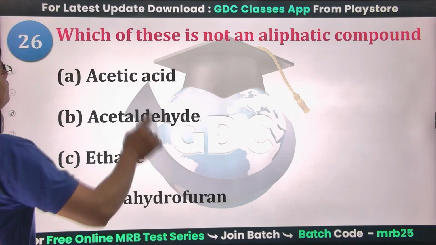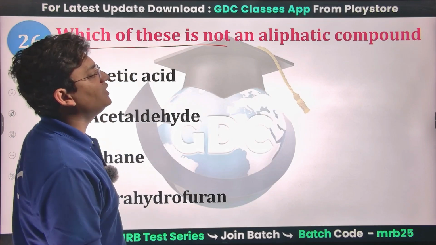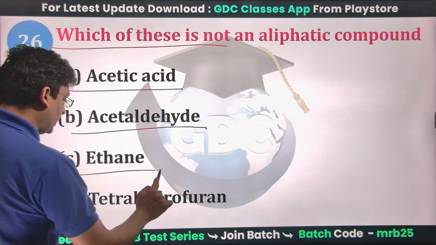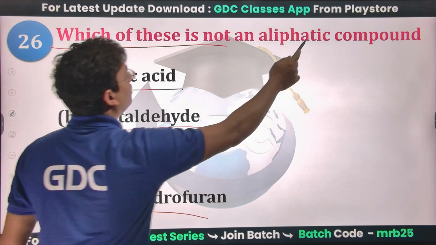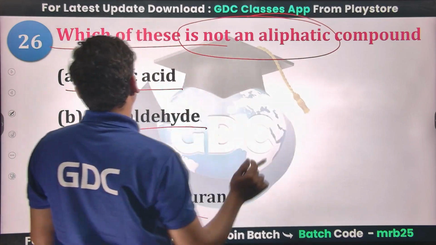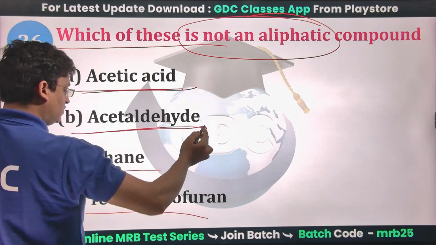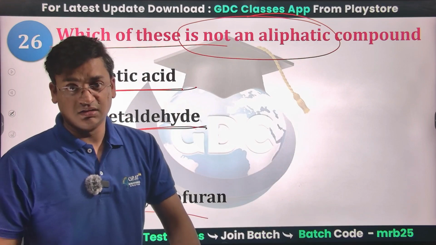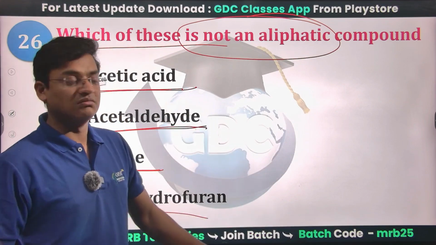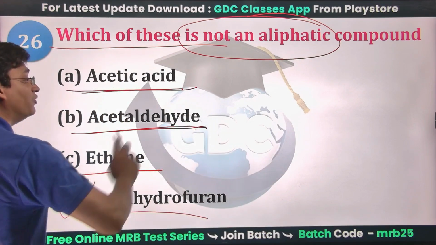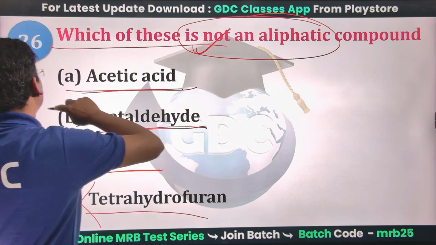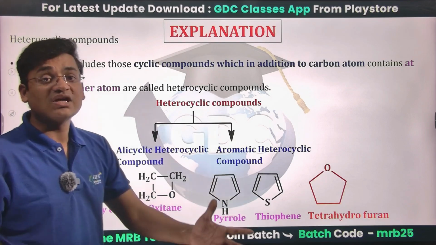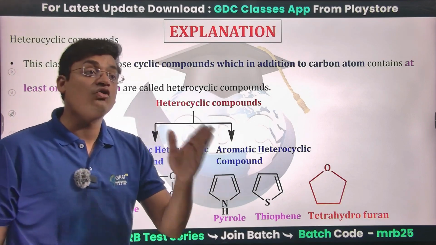Which of these is not an aliphatic compound? Is it acetic acid, acetaldehyde, ethane, or tetrahydrofuran? Acetic acid, okay. Acetaldehyde, all right. Ethane, okay. Tetrahydrofuran is actually a heterocyclic, a cyclic compound with a heteroatom. So it is not an aliphatic compound, and that is what is being asked in the question. So yes, tetrahydrofuran is a heterocyclic saturated compound, or you can say heterocyclic alicyclic.